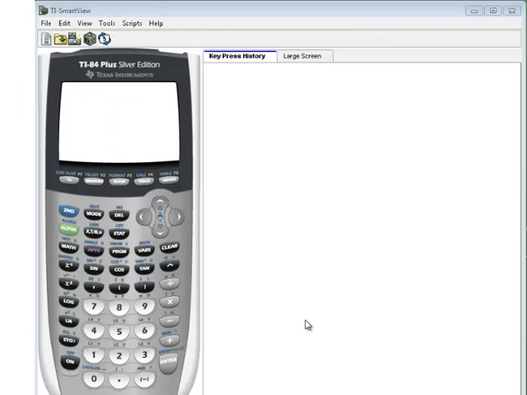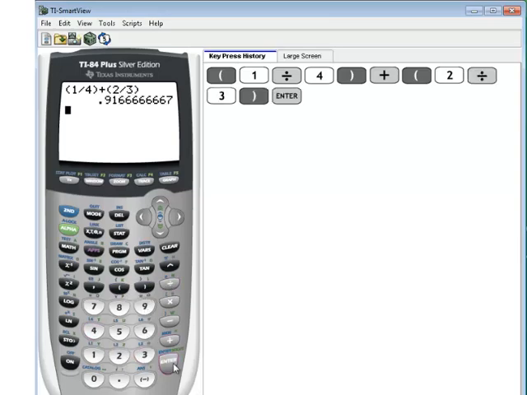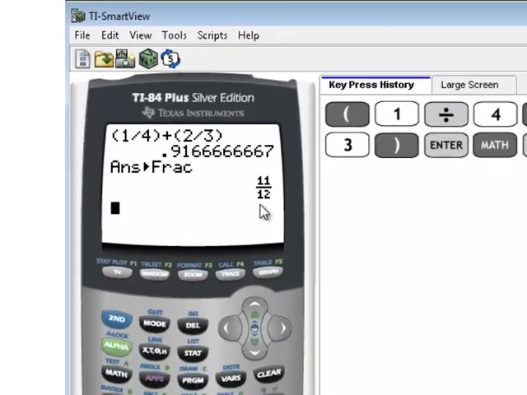To verify this using the graphing calculator, we enter the fraction 1/4. Then we add 2/3. We hit enter. We want to change this back to a fraction, so you hit your math key, then enter, enter again, and we see that the answer is 11/12.